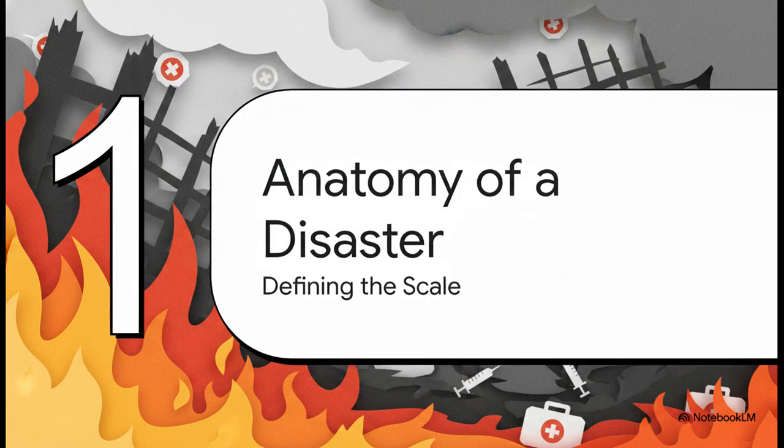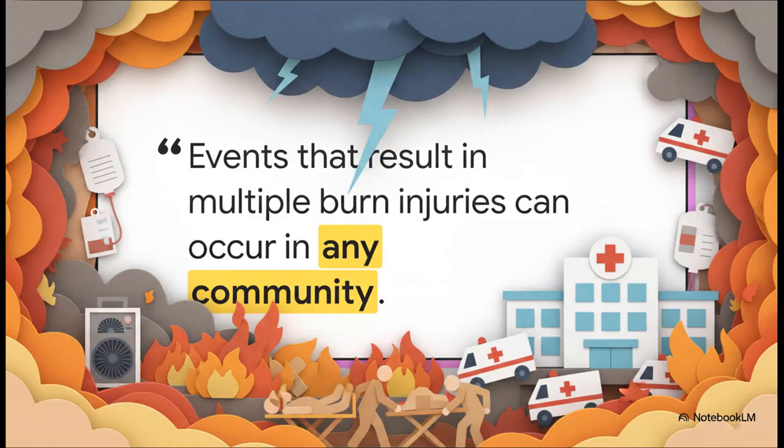Okay, part 1. Anatomy of a burn disaster, defining the scale of crisis. To really wrap our heads around a burn mass casualty incident, we first have to grasp the sheer, overwhelming scale of these catastrophic events. It's not just about a bad fire. We're talking about an event that instantly shatters the normal limits of our healthcare infrastructure. Just imagine a local hospital that's perfectly equipped to handle, say, 5 severe burns, suddenly receiving 50. What happens when resources are stretched completely past their breaking point?